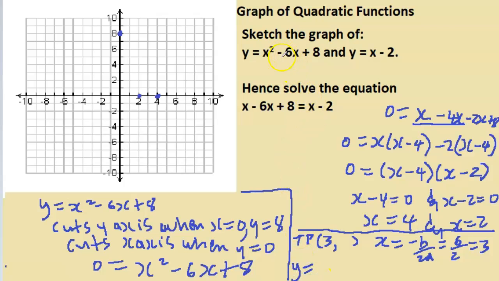To get the y coordinate, we plug it into the equation x squared minus 6x plus 8. So 3 squared, that's 9. Negative 6 times 3, that's minus 18, plus 8. That works out to be minus 1. So the turning point is 3, negative 1. So 3 on the x, 1 down. So that's the point there, plot that point. We connect as smoothly as possible. We have our quadratic graph.